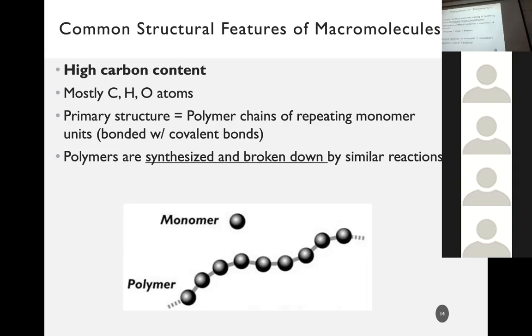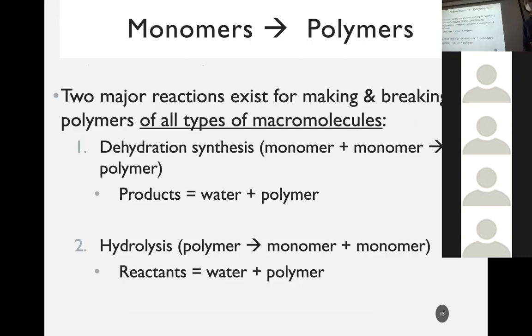Okay, so how do we do that? How do we make polymers or break them down? There's two reactions. One to make the polymer, and one to break the polymer. In order to string multiple monomers together to make that long chain, that polymer, it's a reaction called dehydration synthesis. Synthesis means to put together. Dehydration means water is basically being pulled out. And I'll show you what that looks like in a simple sense on the next slide.